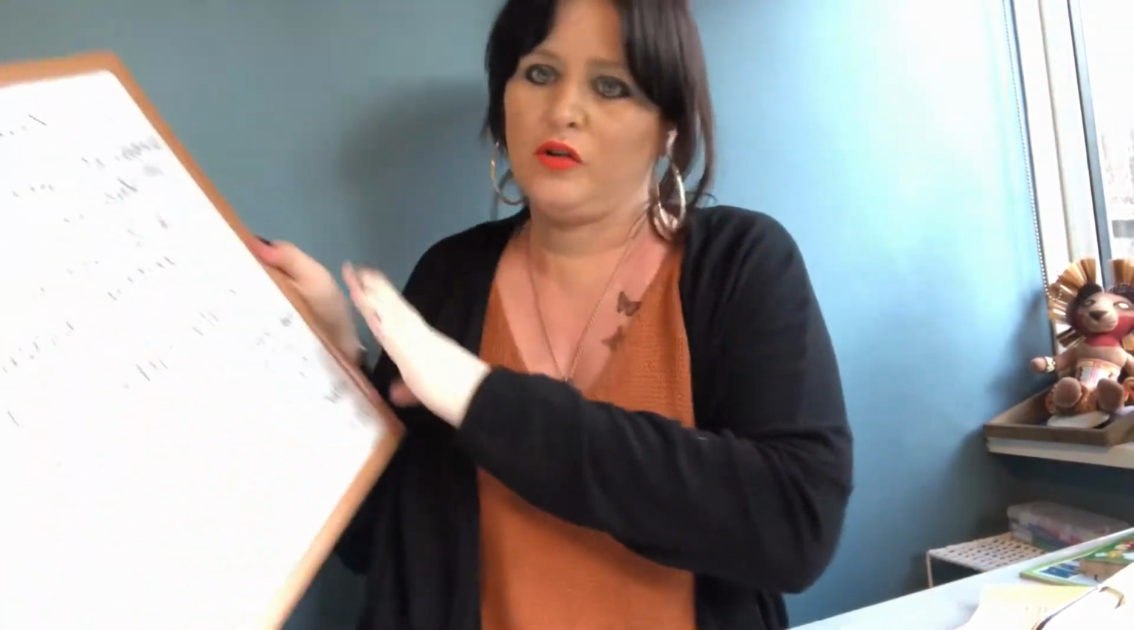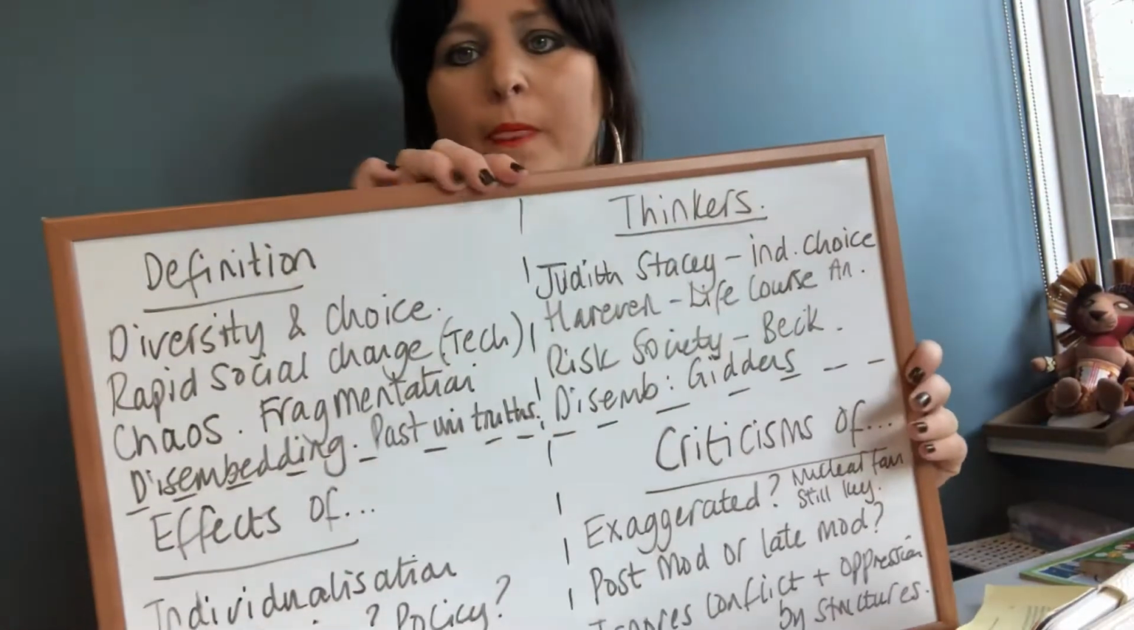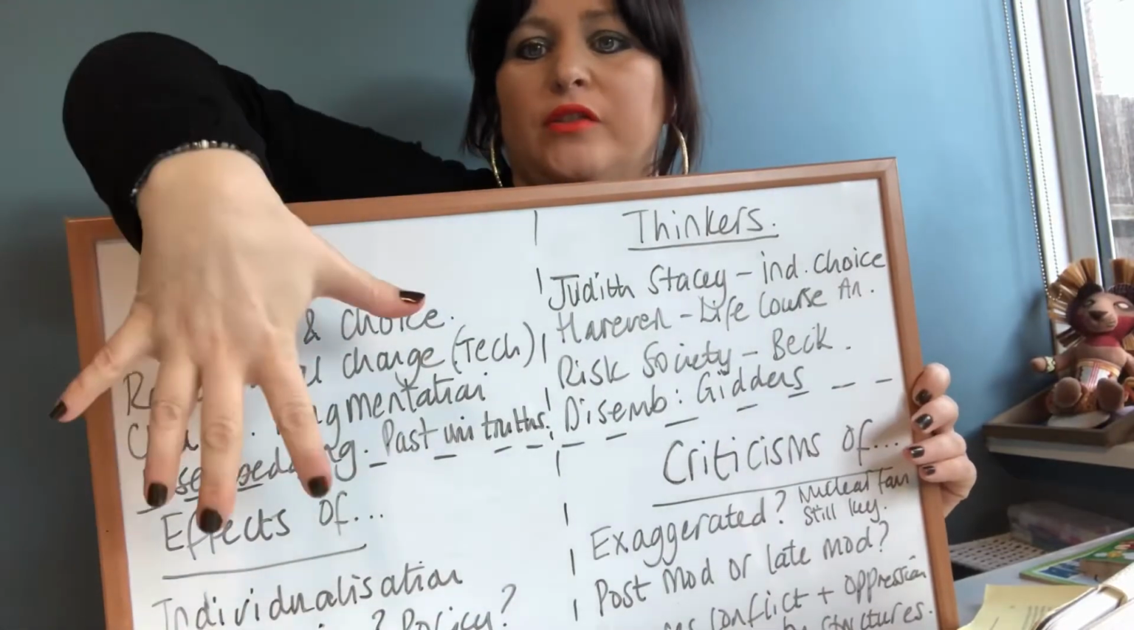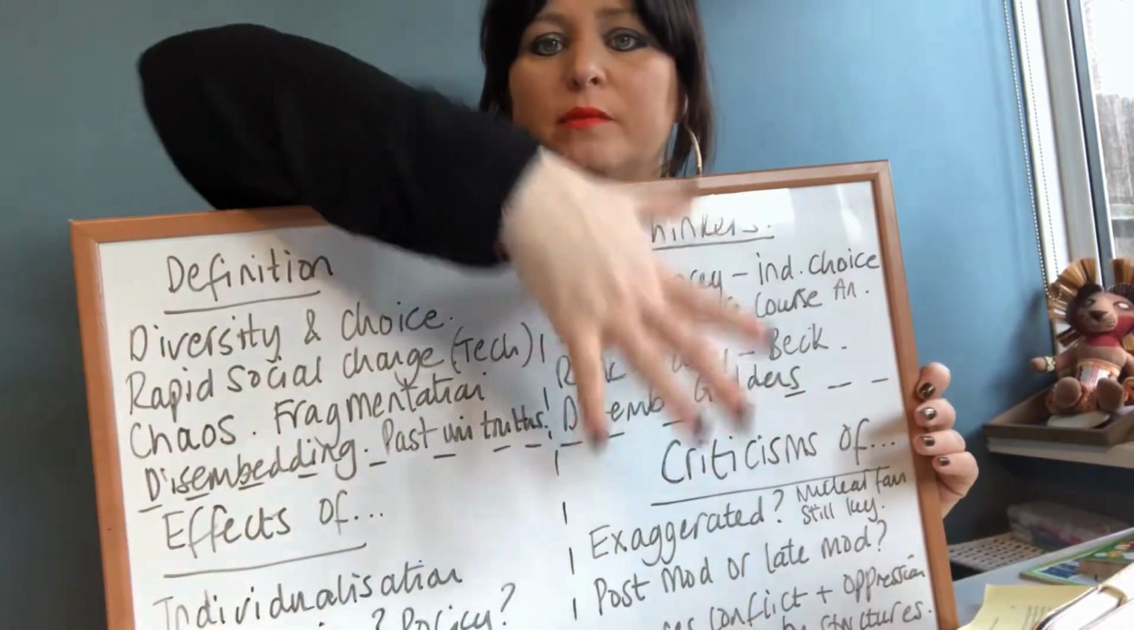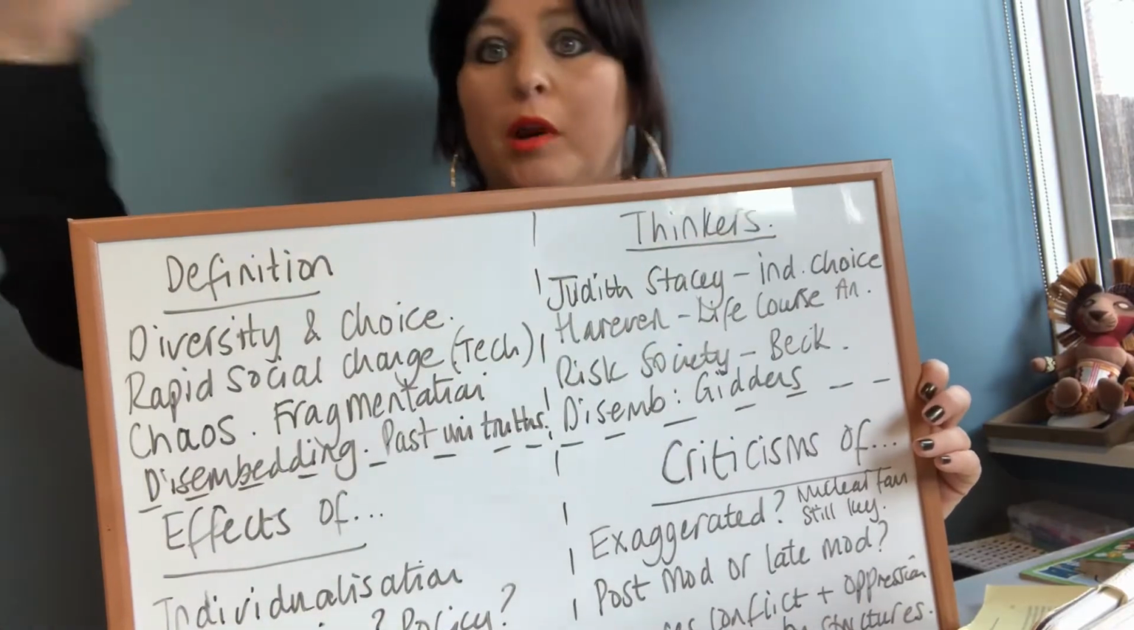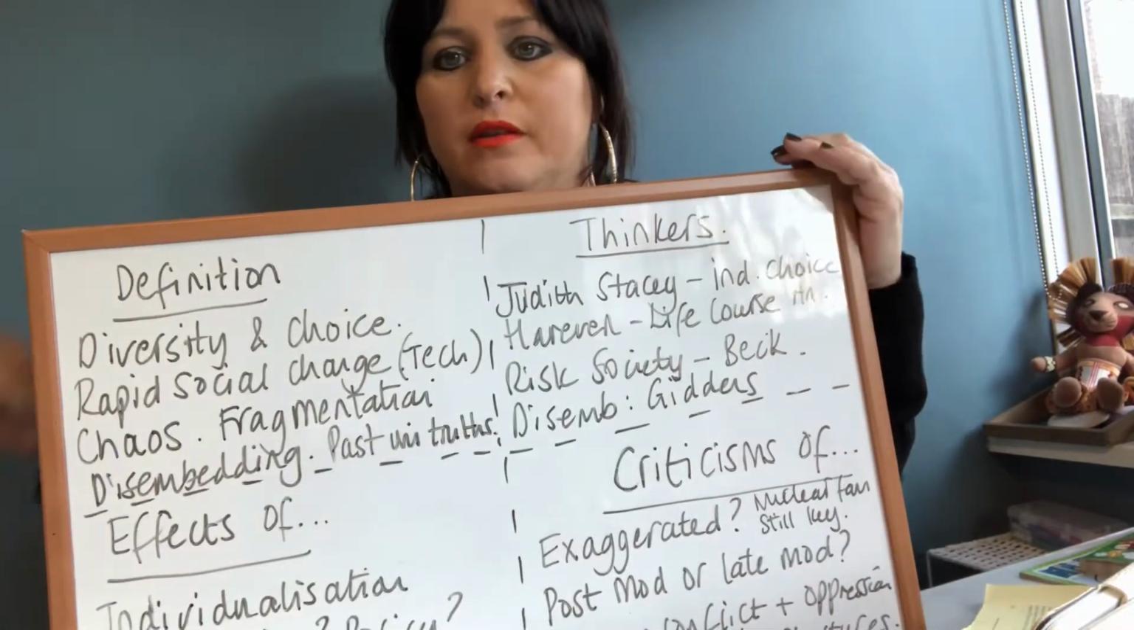on. So I'm thinking of a kind of knowledge grid here. So we've got definition, effects of, that's your analysis really, criticisms of, and thinkers that we would apply and bring over, and we could include concepts here as well.